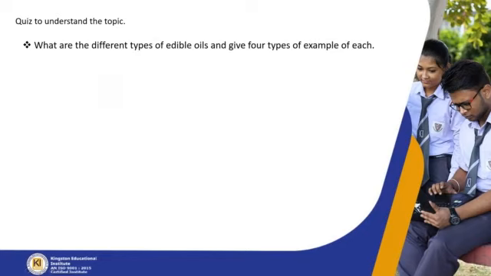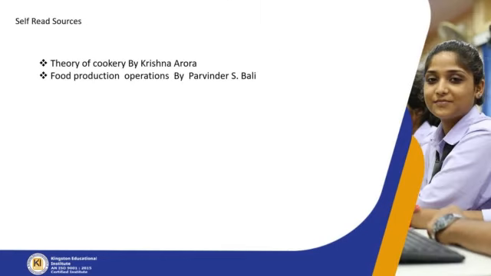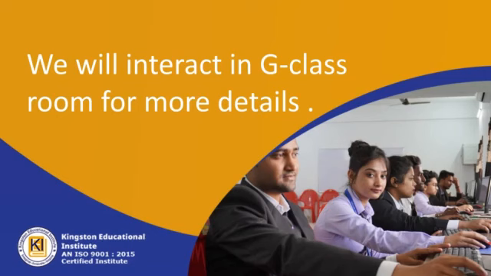You have an activity or quiz for this PPT. You have to tell what the different types of edible oils are and give four examples of each type of oil. And for self-reading, to know more about this topic, you can go for these two books: Theory of Cookery by Krishna Arora, and Food Production Operations by Parvinder S. Bali. We will interact more about this topic and come into your classes to know details of this topic.